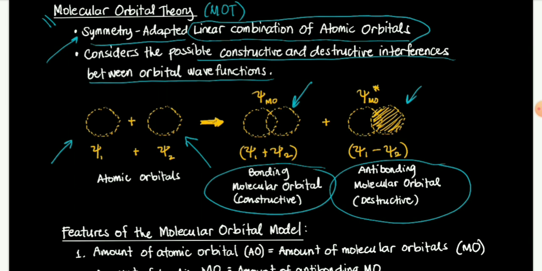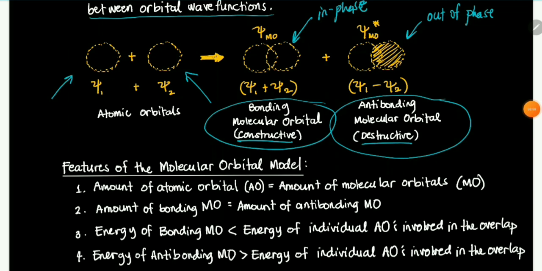So kino-consider niya equally yung probability, okay, ng constructive and destructive interference. So nangyayari constructive interference kapag in phase, okay, yung overlap. Kapag naman out of phase yung overlap nila, destructive naman yung interference na yun. So nagpo-form siya ng antibonding molecular orbital. Okay? So now let's look at the features of the molecular orbital model.